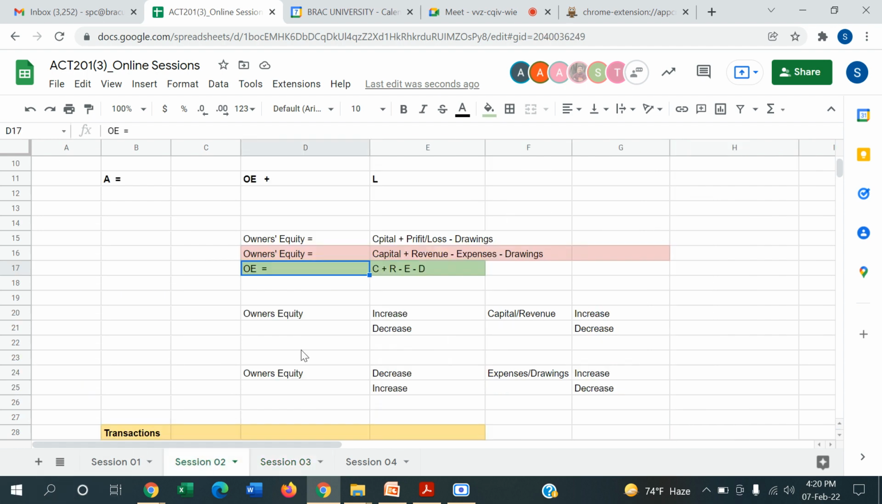Decreases. This is the relationship we have discussed. When capital and revenue increase, owner's equity increases. When capital and revenue decrease, owner's equity decreases. That means there is a direct relationship of capital and revenue with the owner's equity. On the other hand, when expense and drawings increase, owner's equity decreases. And when expense and drawings decrease, owner's equity increases. That means there is a reverse relationship between owner's equity and expense and drawings.